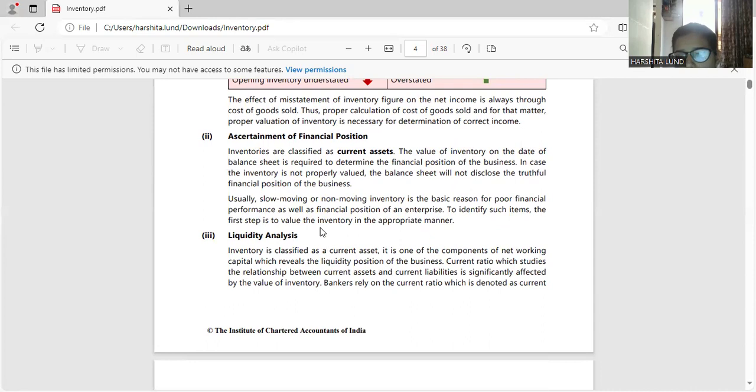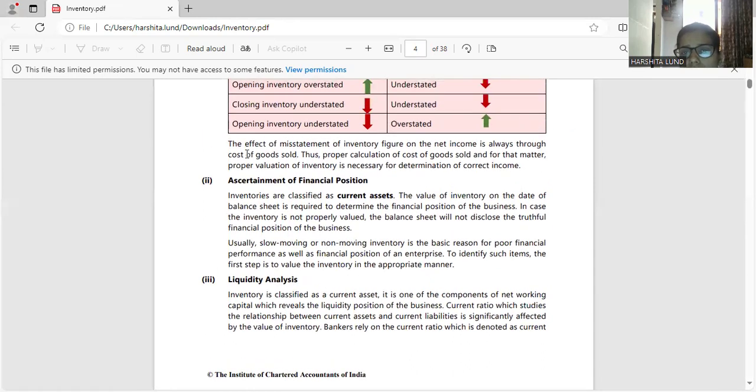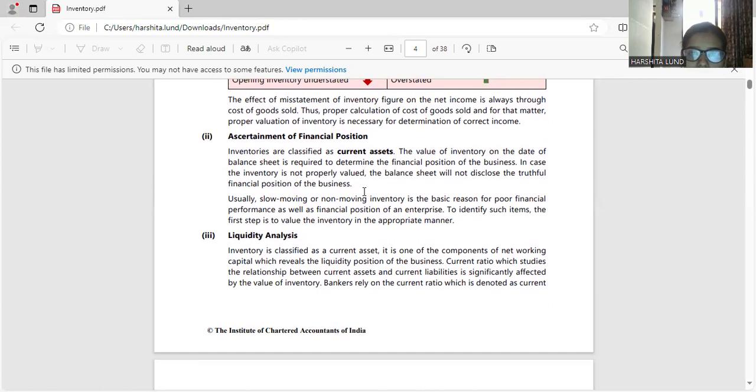Why is inventory valuation important? Because it helps in ascertainment of the financial position. For example, liquidity ratio is calculated by current assets divided by current liabilities. If the inventory is overvalued, then the current assets will be higher and the liquidity ratio will be shown to be higher, but actually it is not. So it helps investors to understand the financial position, so the inventory should be properly valued. It is very important. Liquidity analysis, I already explained.